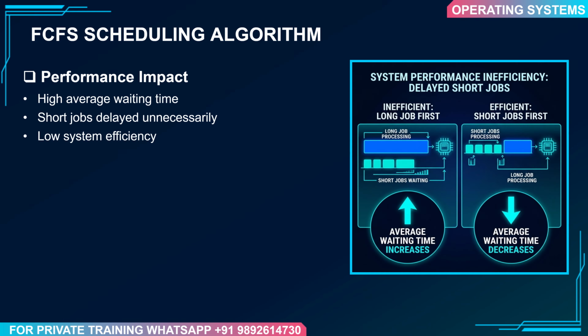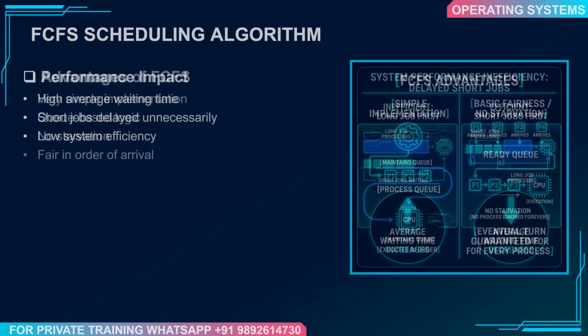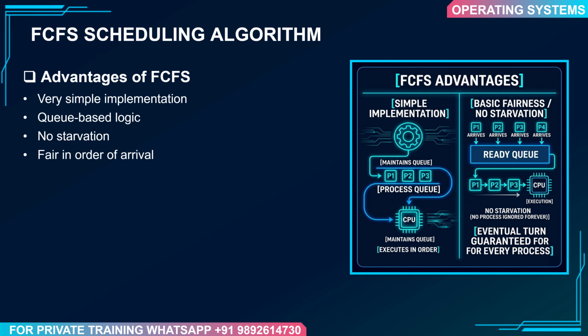Now, from a system performance perspective, this is not very efficient. Short jobs that could finish quickly are forced to wait, increasing average waiting time. But despite this drawback, first come, first serve has some advantages. First, it is extremely simple to implement. There is no need for complex logic. The operating system just maintains a queue and executes processes in order.